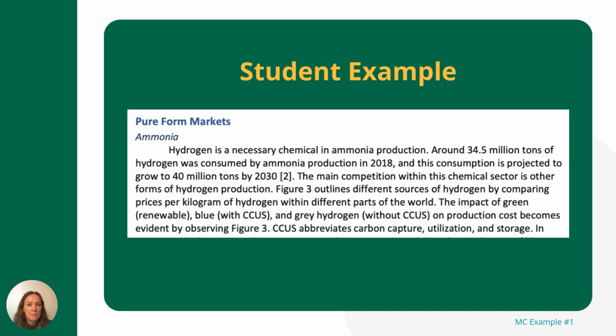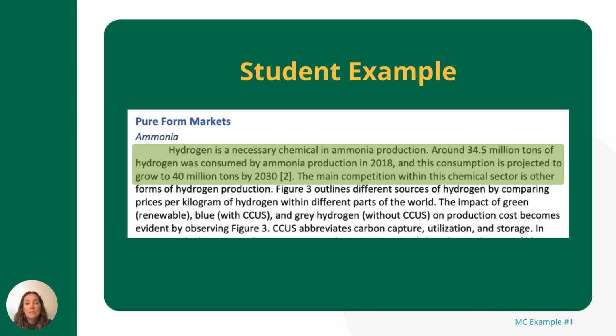A student example that comes from Canvas, in the market competitive example number 1: this group uses a citation after the sentence, around 34.5 million tons of hydrogen was consumed by ammonia production in 2018, and this consumption is projected to grow to 40 million tons by 2030. And notice they have their citation in a bracket after that sentence.